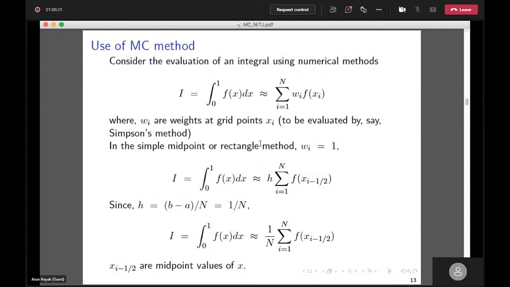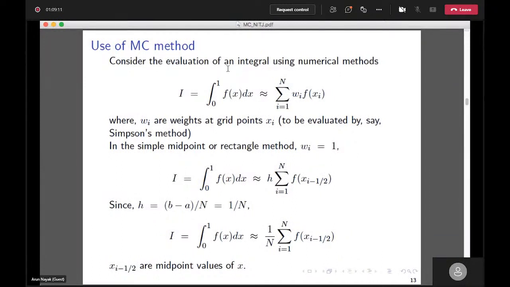Now I come to the use of the Monte Carlo method. Given that we have a sequence of random numbers, how do we use them to do our Monte Carlo simulation? Let's consider the evaluation of an integral using some numerical methods. We know many numerical methods like the trapezoidal rule, midpoint method, Simpson's rule and so on. We have many Newton-Cotes quadrature methods, and also Gaussian quadrature methods, which are used to perform numerical integrations. Now let's take one such example.